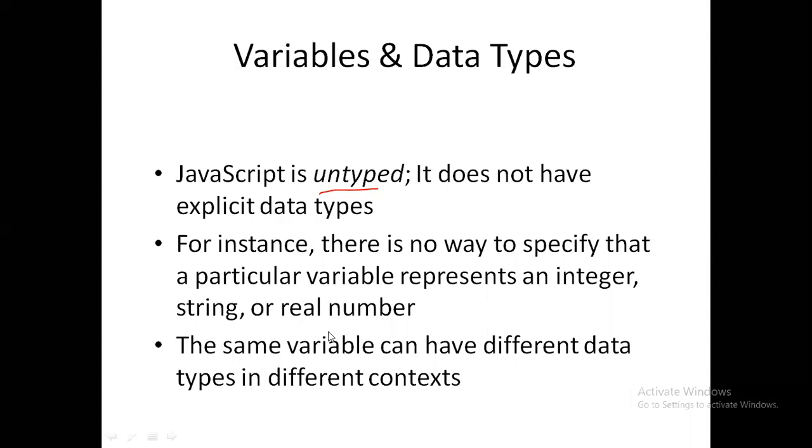Sorry for the delay, I got a call. Okay. So the first one is saying it doesn't require any data type, and the second one is saying that no particular variable represents an integer, string, or real number. Then the third one says that one variable can have a different type in a different context.